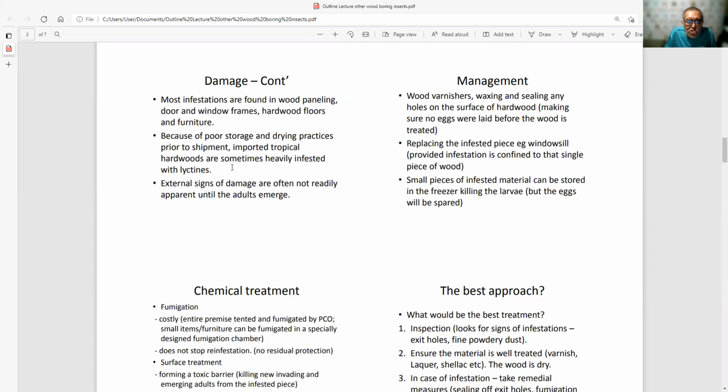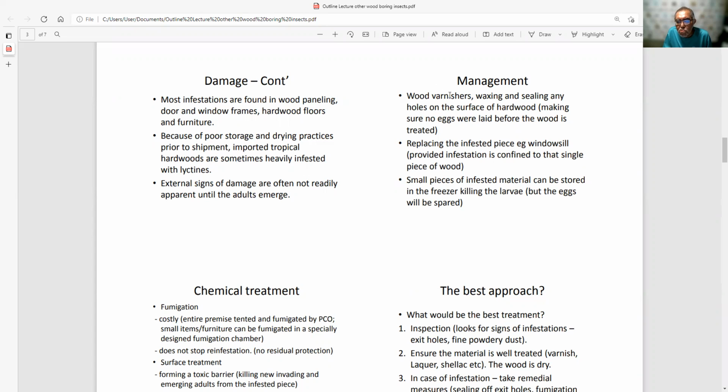So the wood is not properly dried, and this adds to the problem. Imported tropical hardwoods are sometimes heavily infested with lyctids. Lyctidae is one of the families. External signs of damage are often not readily apparent until the adults emerge, which is already too late. So let's look at the management. Wood varnishes.